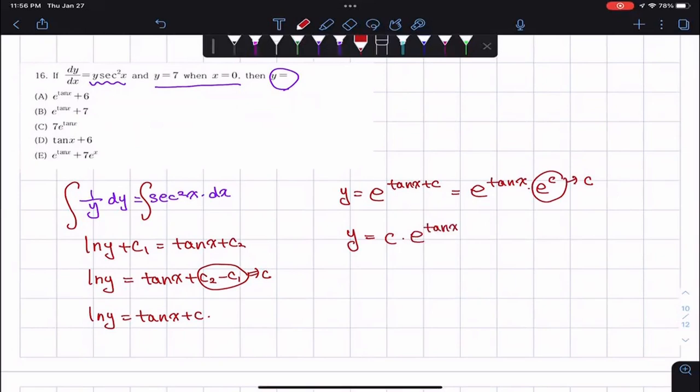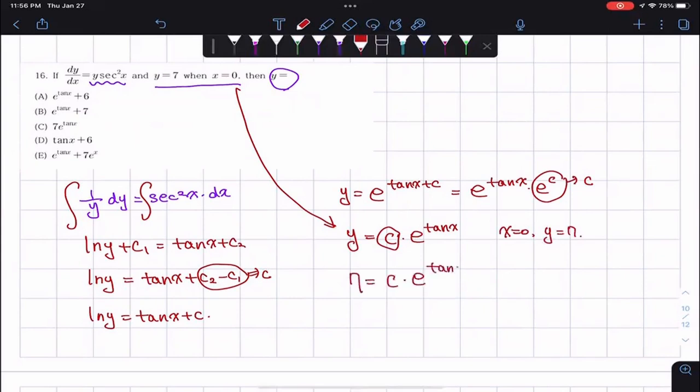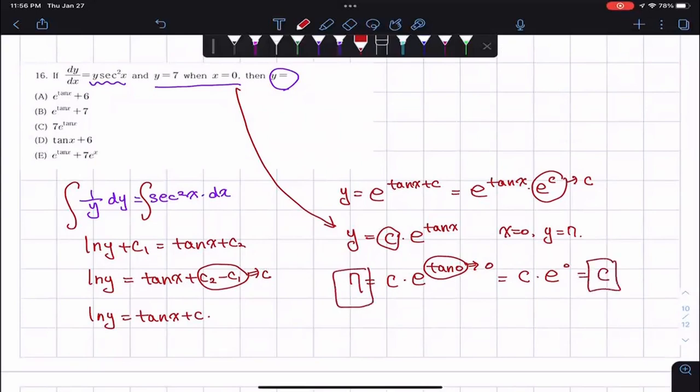Let's find the constant C by plugging in the coordinate x = 0, y = 7. 7 = C times e to the power of tan 0. This is 0, so C times e to the power of 0 is C. So C = 7. Come back to this equation. Therefore, y = 7 times e to the power of tan x. So the answer is C.